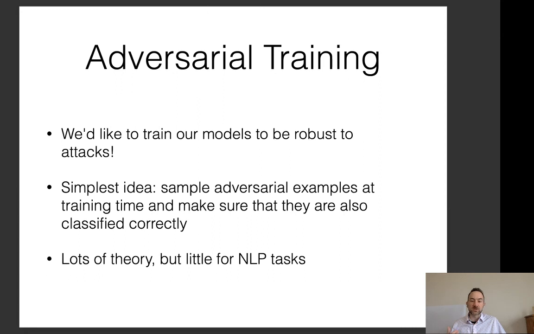Basically we can demonstrate that this is kind of an ideal method of adversarial training. So just sample examples according to whatever we classify as an adversarial example, any meaning preserving on the source side, but meaning destroying on the target side example. And there's lots of theory about this, particularly in the image domain, but little for NLP tasks. But anyway, I highly recommend this adversarial machine learning tutorial if you're interested in learning a little bit more about this.